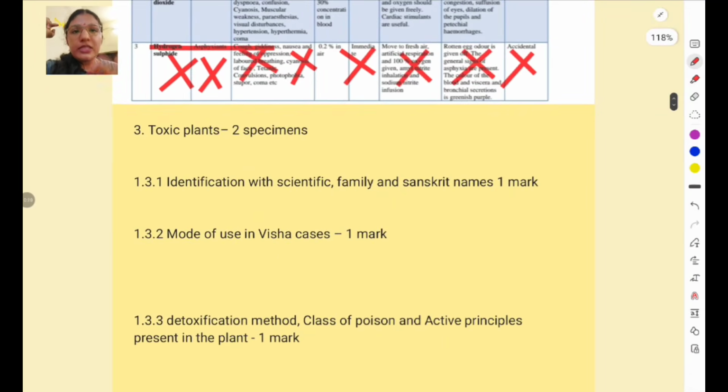And the third portion of the spotting is the toxic plant. As you know, we have several toxic plants like Vatsanabha, Karvira and all. So there will be 2 specimens from that portion. And the first point is identification with the scientific name.